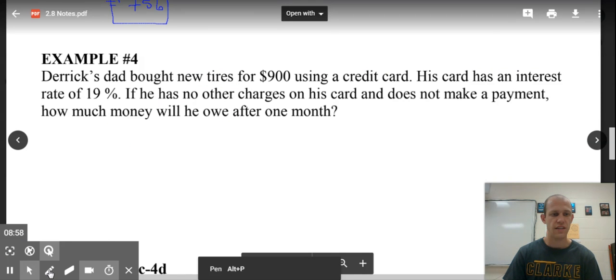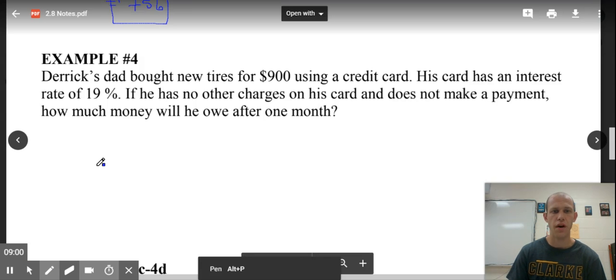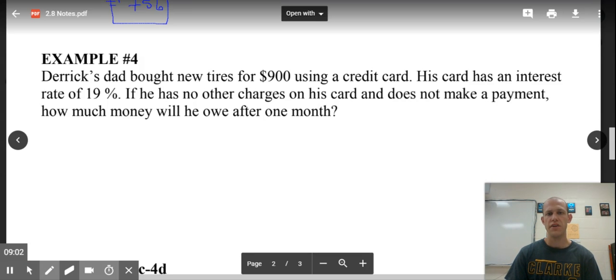All right, last example. We're looking at Derek's dad, who bought new tires for $900 using a credit card. His card had an interest rate of 19%. Oof. If he has no other charges on his card, so it's only $900 on the card, and does not make a payment, how much money will he owe after 1 month?